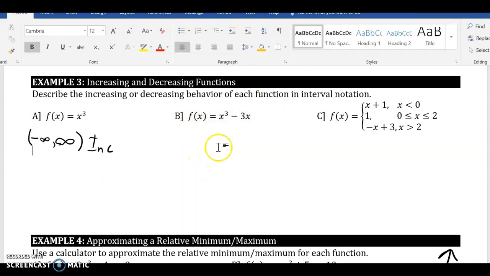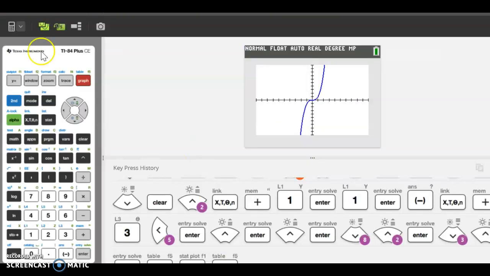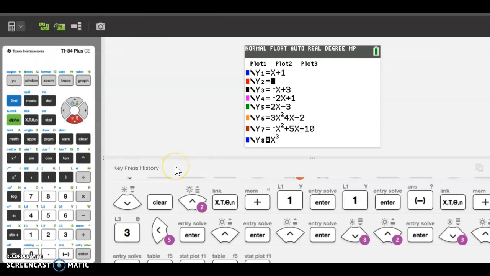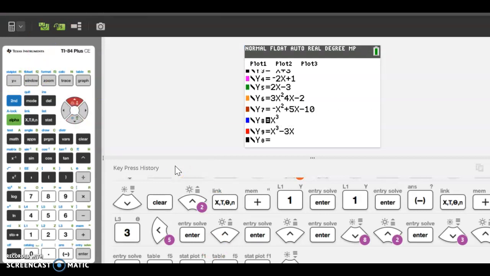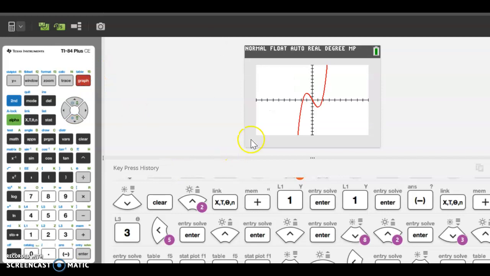Now we've got to graph this one, x cubed minus 3x. I'll go to my calculator, go to y equals, and I've already typed it in. I think I did. Yep, there it is. I'll turn that graph off, I'll turn this one on, and then we're going to graph it. And so we have this thing. As I come from left to right, the graph is going up. It's going to increase. Does it ever stop increasing? Yes. It stops increasing right here.